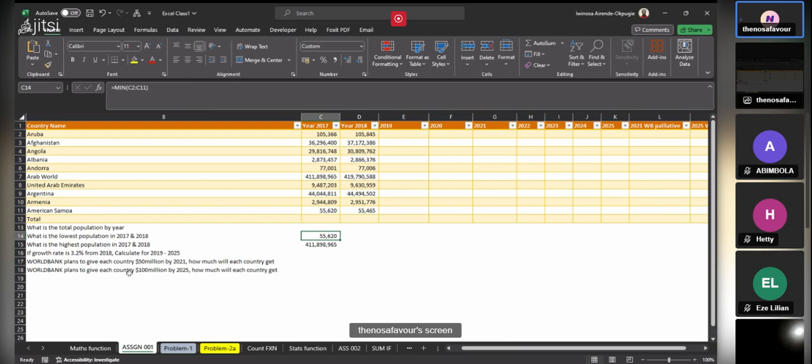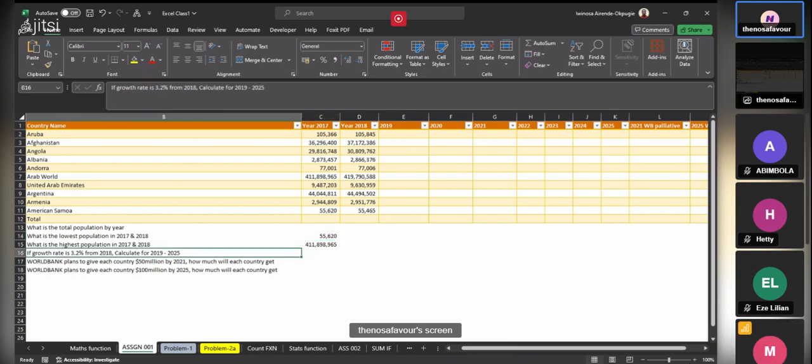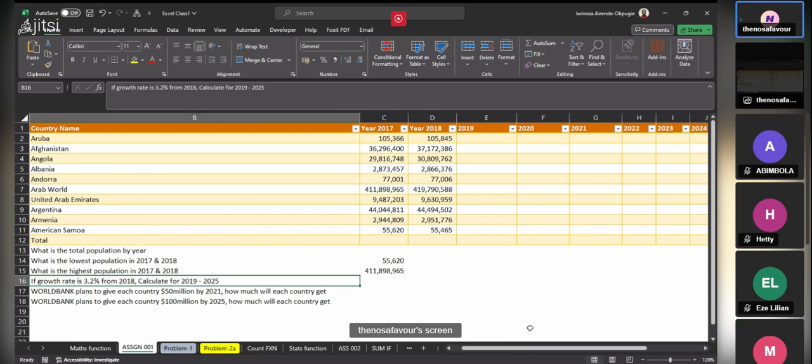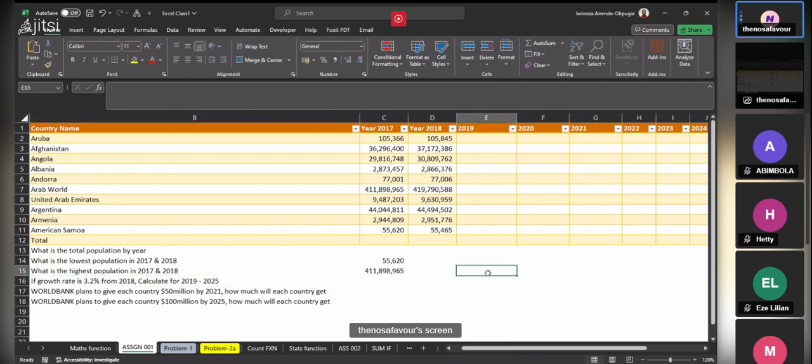I think where most of us had issues is the growth rate. Look at this here. Let me increase my font a little bit so you can see. It says here: if the growth rate is 3.2% from 2018, calculate from 2019 to 2025. There are two ways we can go about this.